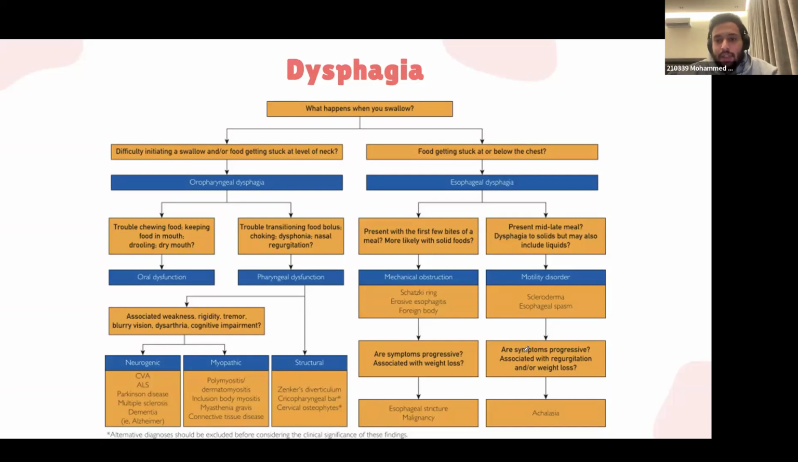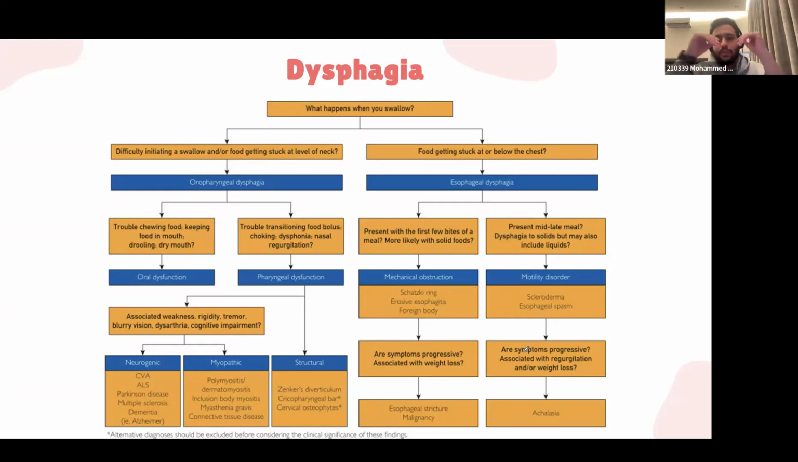So dysphagia, the definition is difficulty swallowing, okay? We can divide this into two types, oropharyngeal dysphagia and esophageal dysphagia. Oropharyngeal dysphagia is you ask the patient, can you actually swallow the food? Do you feel the food being stuck in your throat? Do you have difficulty swallowing? If they say yes, this is oropharyngeal, okay? If they tell you, I can swallow, however, I feel it stuck in my chest, this is esophageal dysphagia, okay?